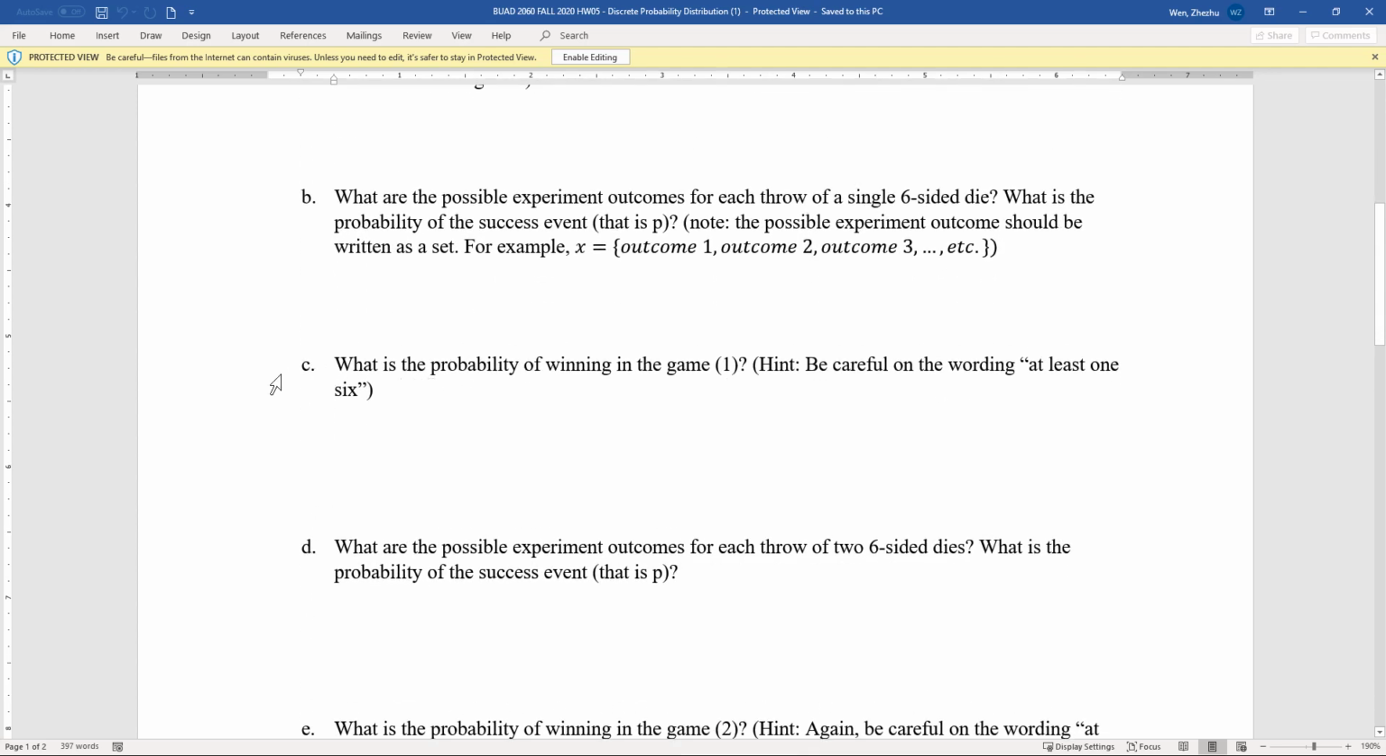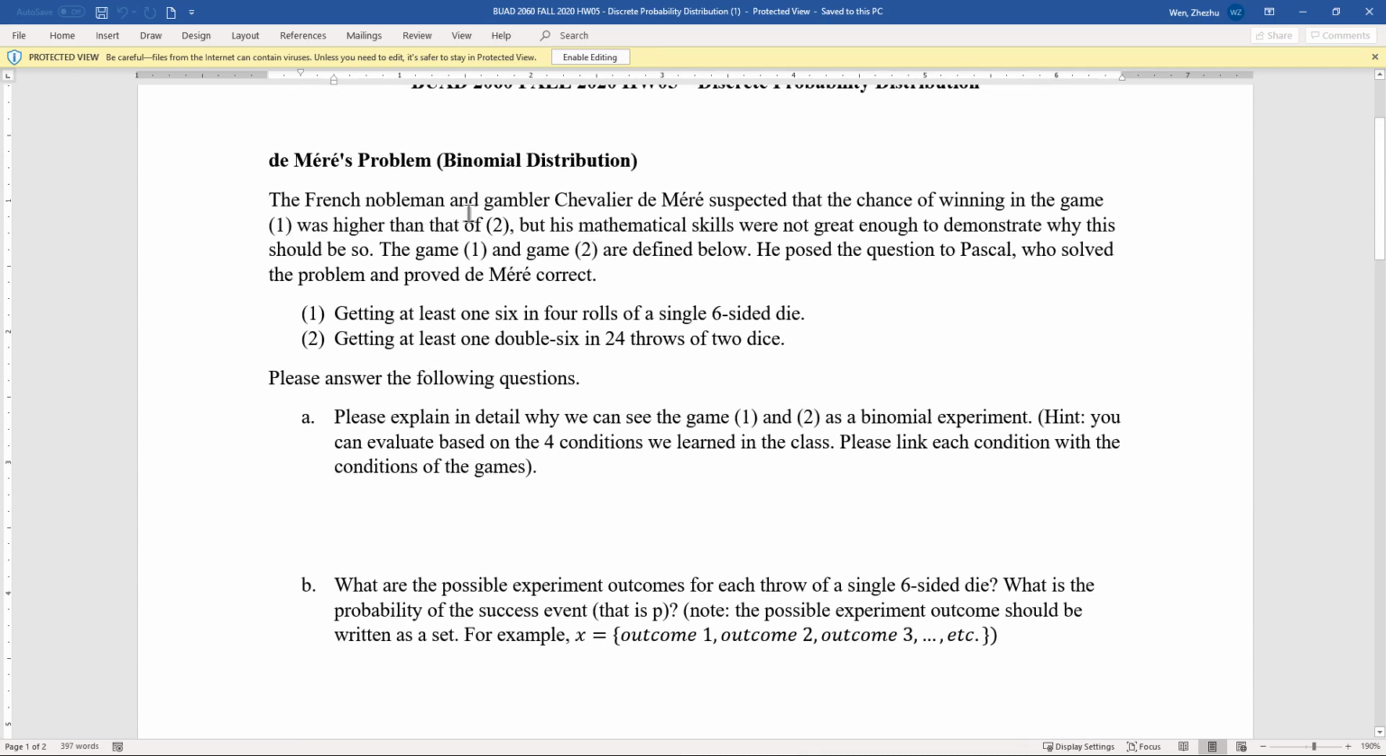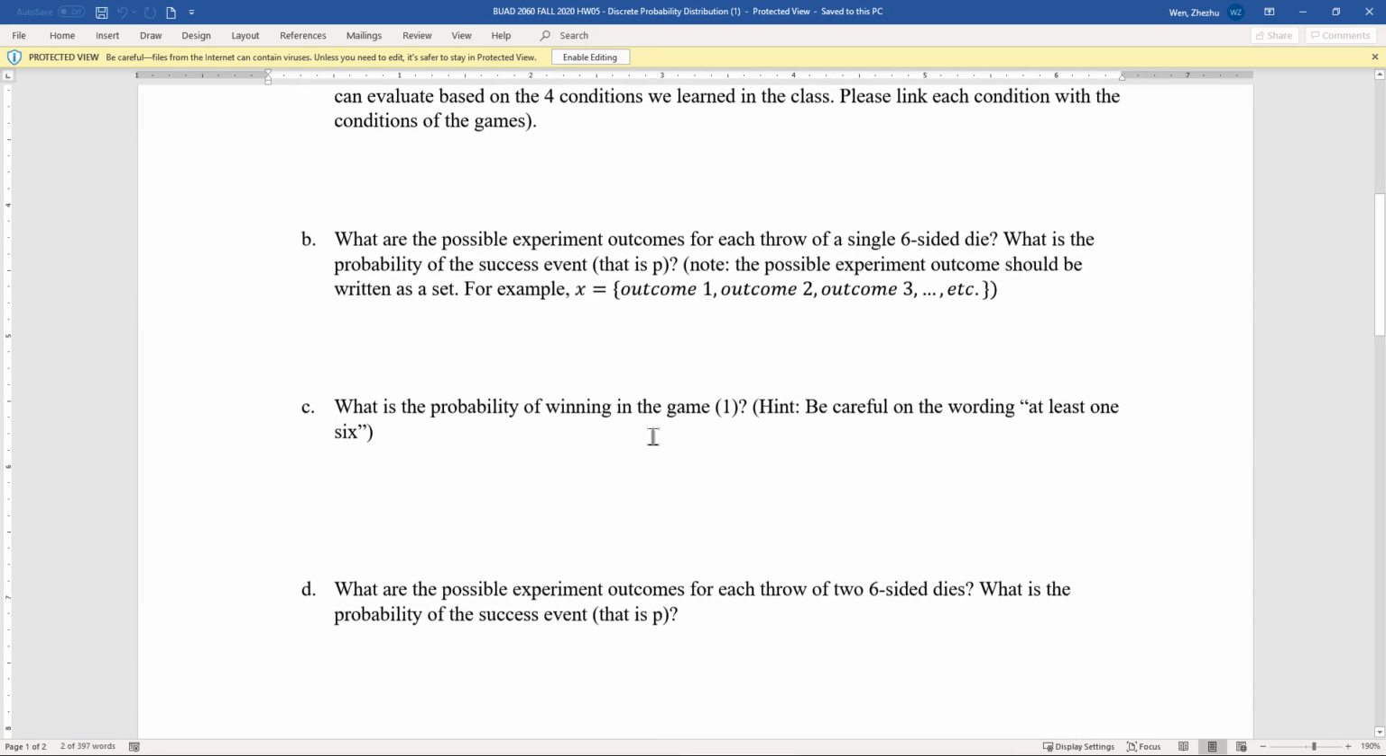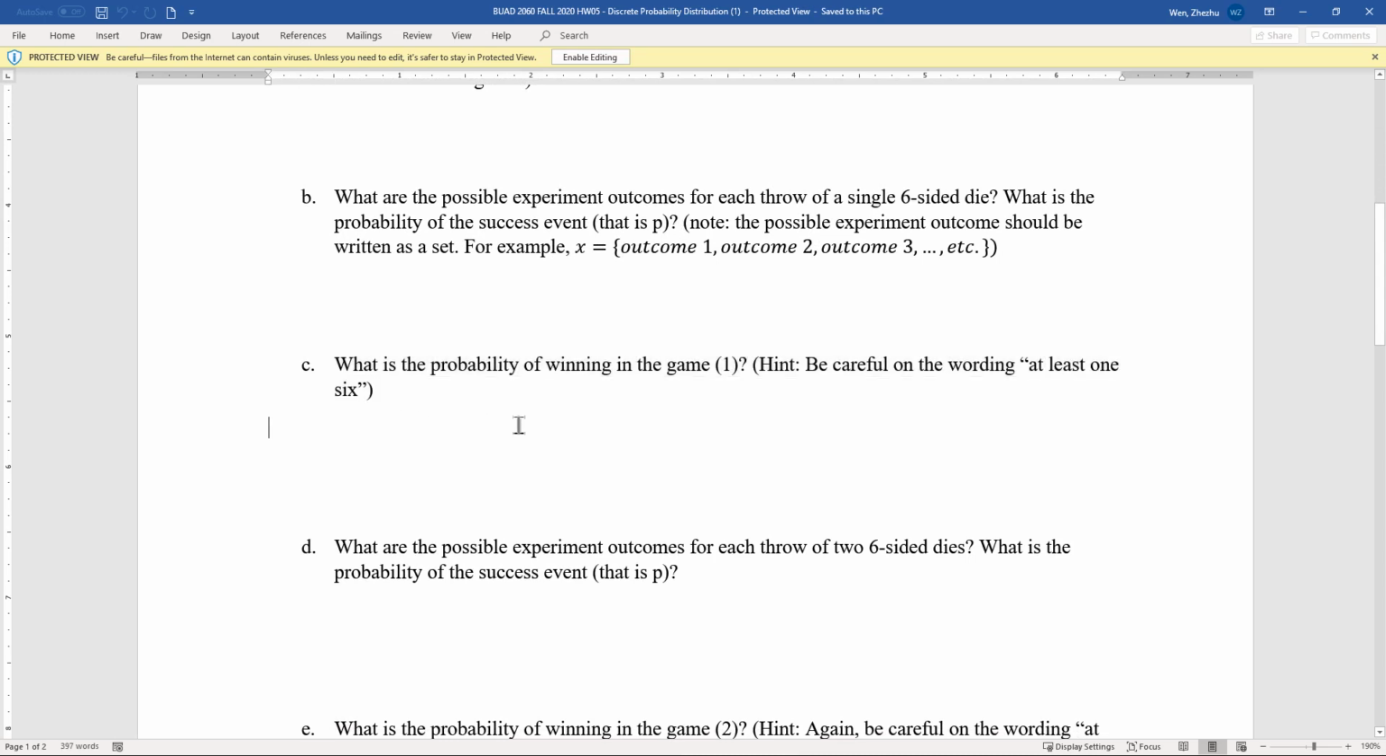Okay. Number 3 is, what is the probability of winning in the game? Again, the big framework here is the binomial distribution. So getting this is not that difficult as long as you can correctly identify n, p, and x that go into the Excel formula. Okay, n, p, x. So the hint here goes: be careful with the wording of at least one 6.